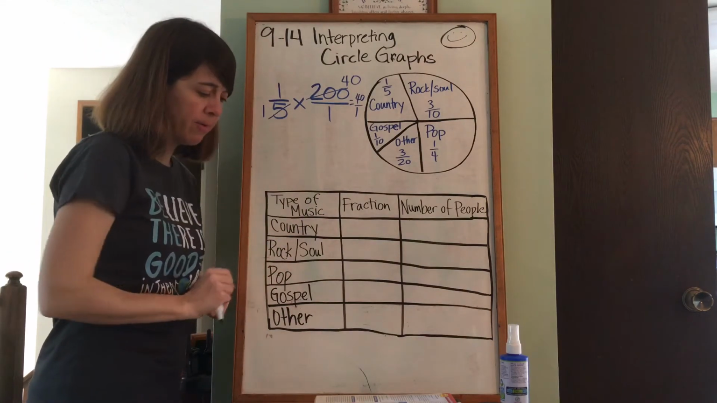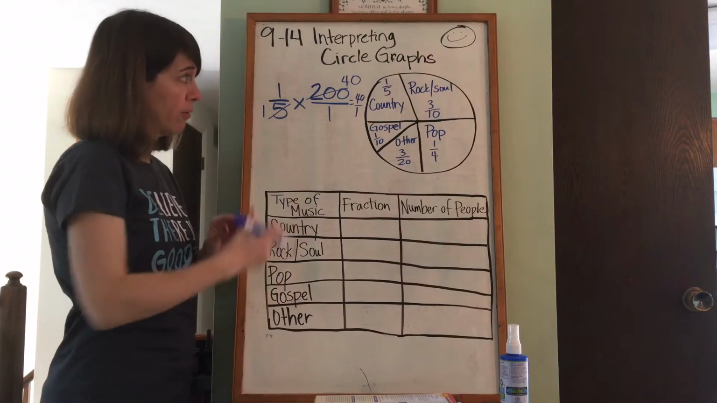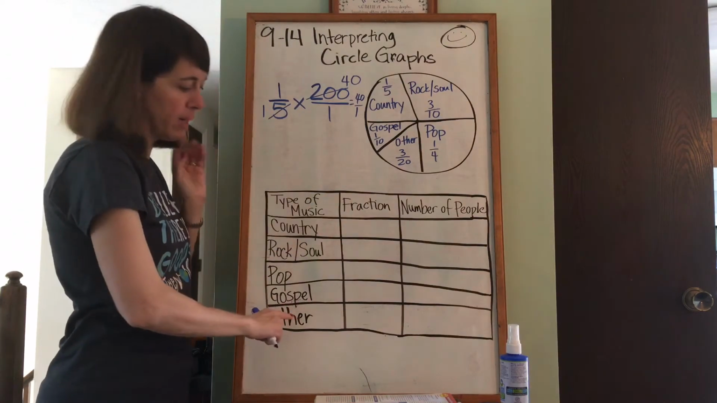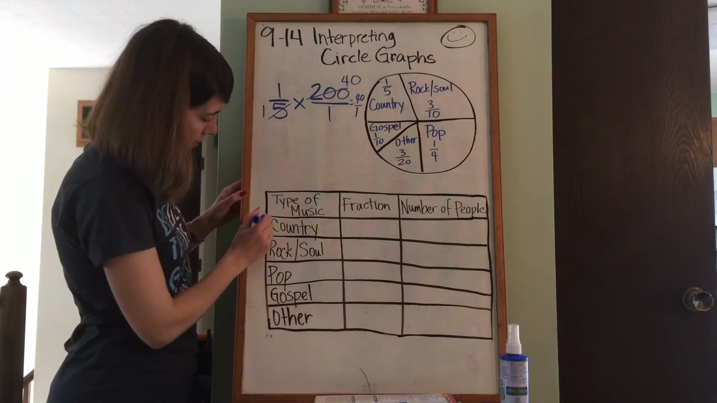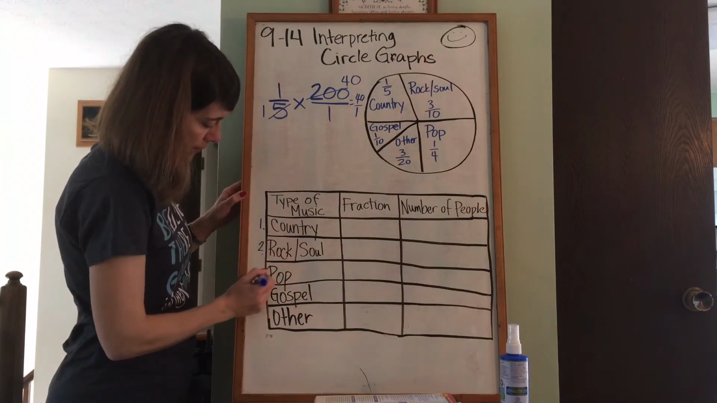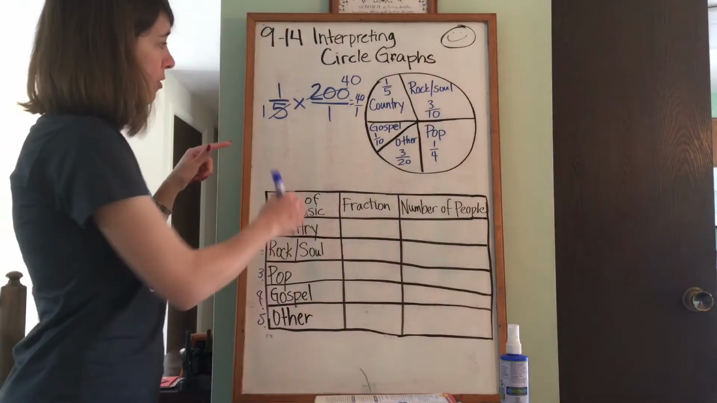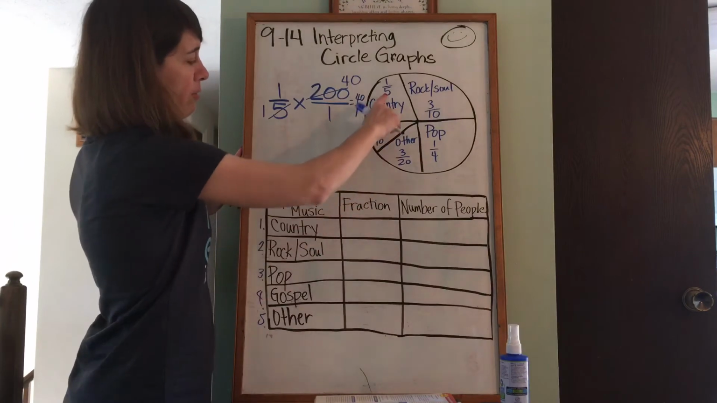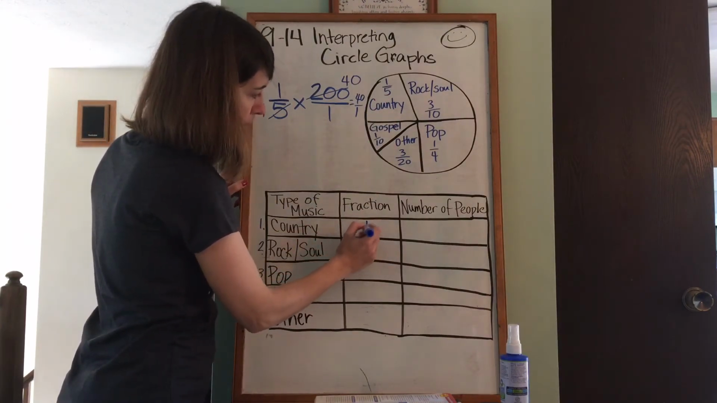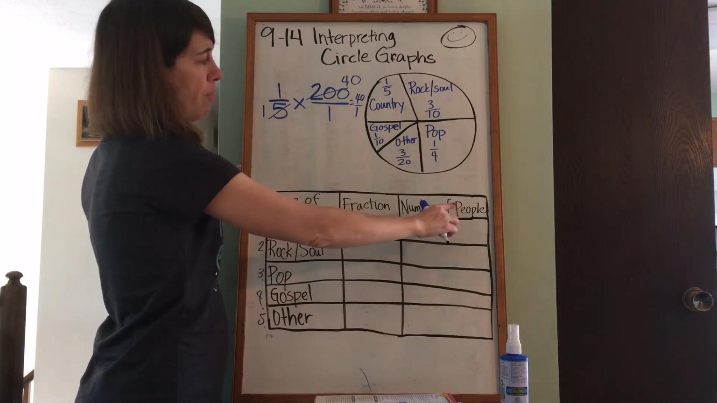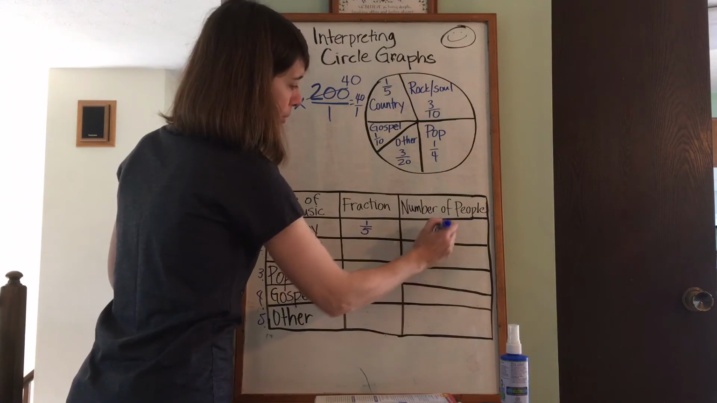So then you'll notice at the bottom of the page, you've got a chart to complete. And it goes along with this. Again, I've put it right here. So that goes with numbers 1 through 5. So these are actually numbered in your book, 1 through 5. So country music, what fraction of the people like country music? 1/5. So you'll fill that in. Then, what was the number of people? 1/5 of 200 we determined was 40 people.